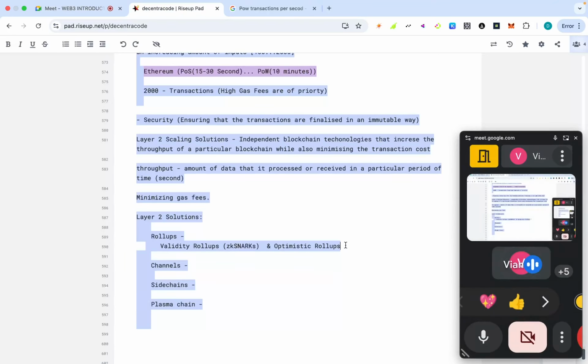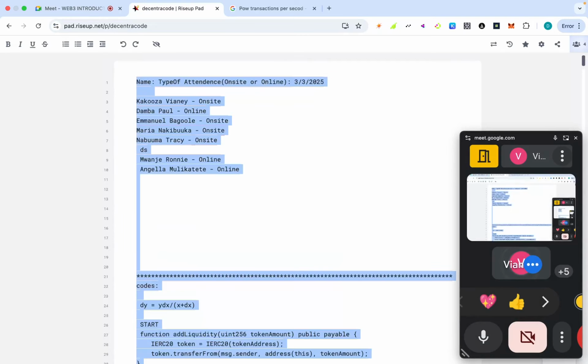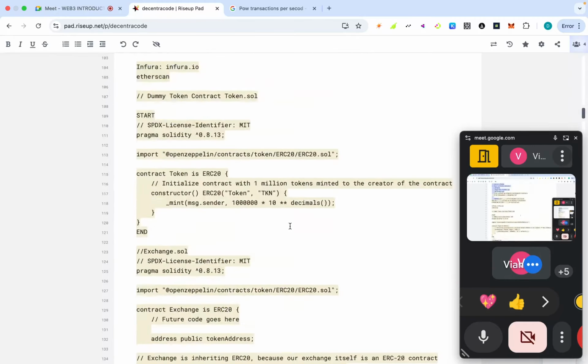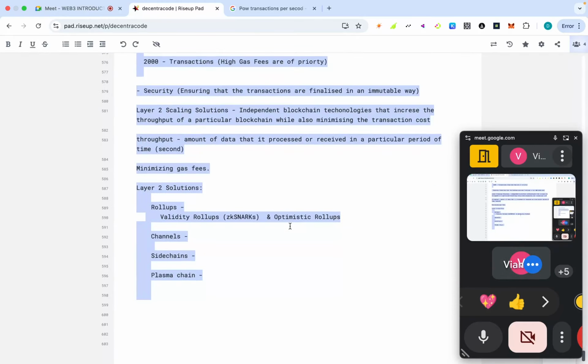So let's start with validity rollups and understand ZK snarks. Let's understand what they are. So what a ZK snark is, let me first type it here. First of all, this word stands for a particular, it's an acronym, and I'm going to explain it word by word. That's when you start to define what a validity rollup is, it's very clear from its name. So this word is zero knowledge.